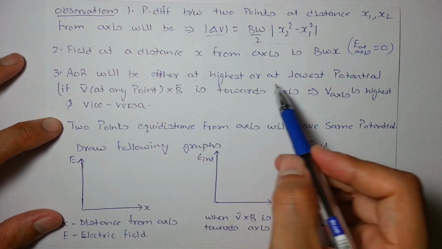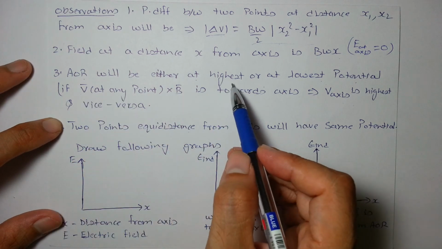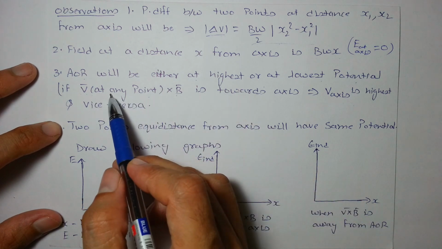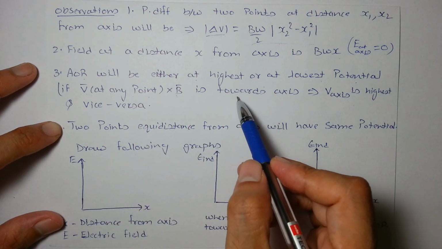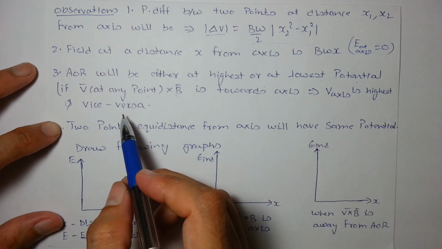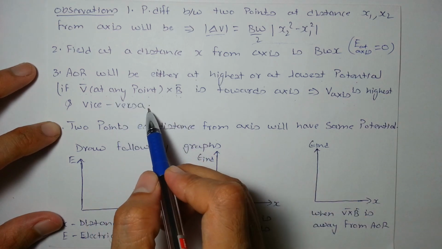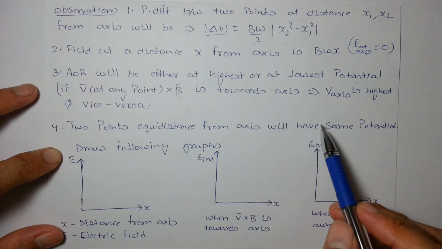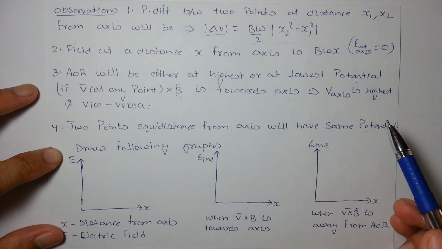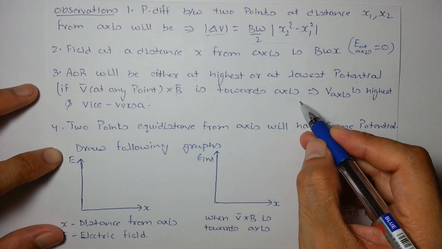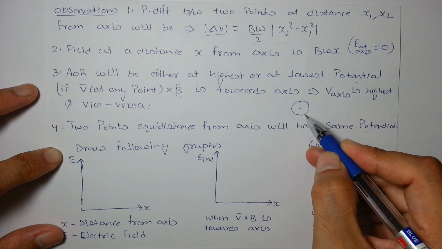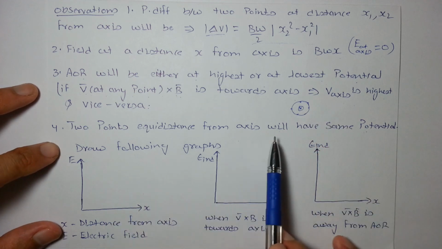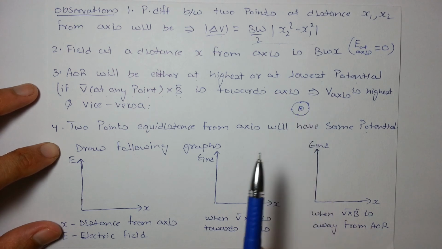The axis of rotation will be either at highest or at lowest potential. How do we find out whether it is highest or lowest? Do V cross B, the velocity at any point, whether it is on the right or left of the axis, it doesn't matter. If V cross B is towards the axis, then the axis is at the highest potential, and if it is away from the axis, obviously the axis will be at its lowest potential. Two points which are equidistant from the axis, no matter where they are, will have the same potential. If this is a ring, all these points are equidistant from the axis of rotation, so they will have the same potential, because for the potential difference only the distance from the axis is required.